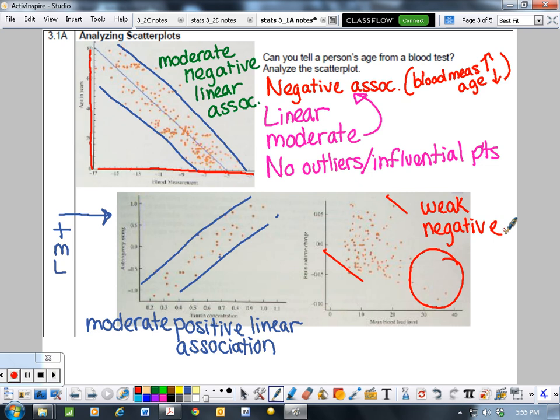And I don't really see much of a curve. You could probably say there's a curve, but I still think it's pretty linear. So this is a weak, negative, linear association. Now, as we move farther on, we're actually going to put some numbers to what's weak, what's moderate, what's strong association, as we start talking about how close it comes to forming a straight line.